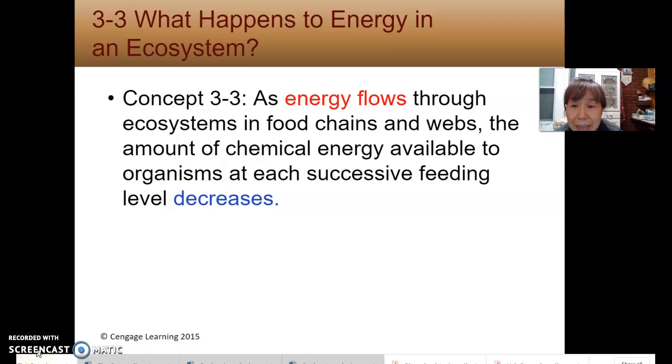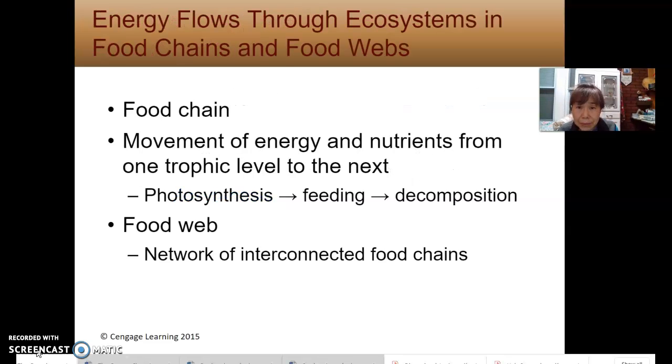Hello, everyone. Now we are looking at chapter 3, section 3. Look at energy. What happens to energy in an ecosystem? The concept is, as energy flows through ecosystems in food chains and webs, the amount of chemical energy available to organisms at each successive level decreases. So the key word is decreases.